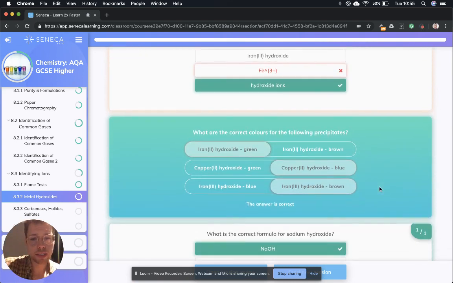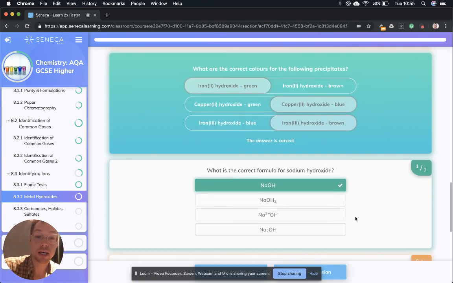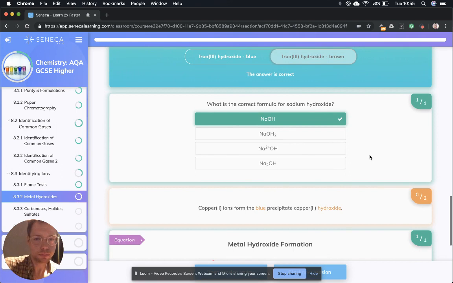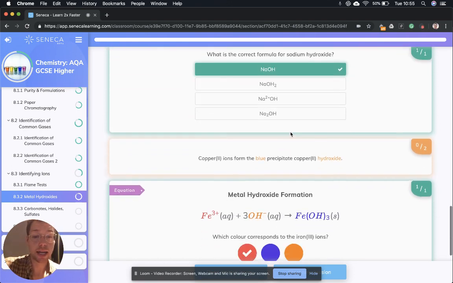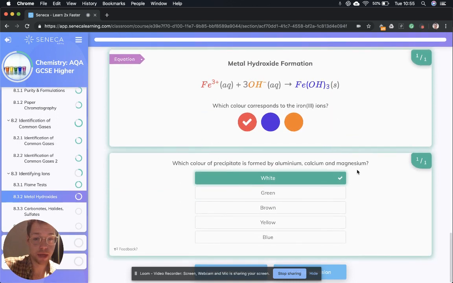So let's go over those again. Iron(II) hydroxide, green. Copper(II) hydroxide, blue. Iron(III) hydroxide, brown. Now, do we know the formula for sodium hydroxide? It's NaOH, okay? NaOH.